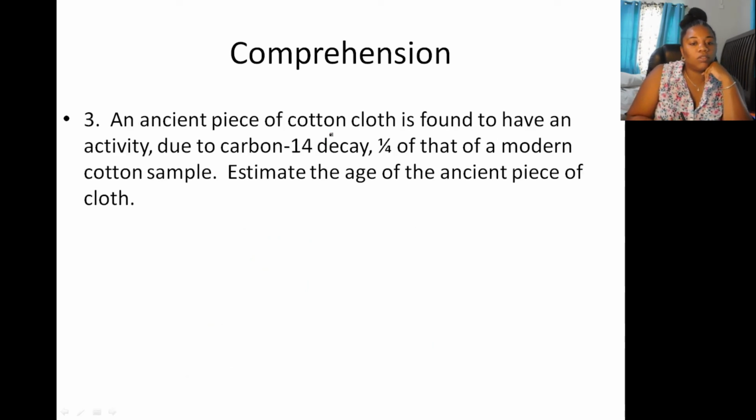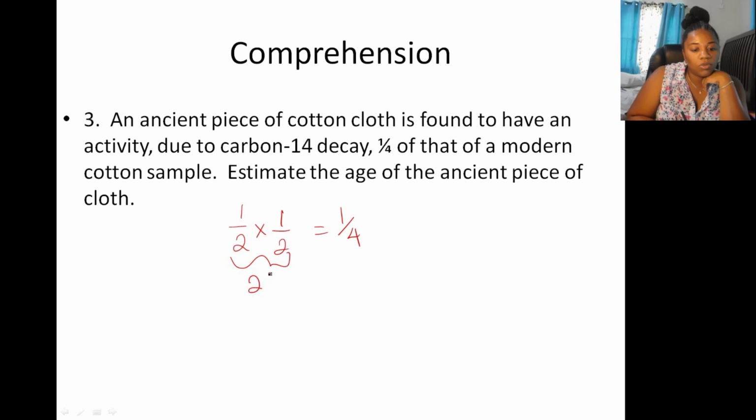Then it says an ancient piece of cotton cloth is found to have an activity due to carbon-14 decay 1/4 of that of a modern cotton sample. Estimate the age of the ancient piece of cloth. So we know that 1/2 times a half is equal to 1/4. So from these two we know we are dealing with 2 half-lives transpiring. And once you see carbon-14, you know they're dealing with carbon decay.